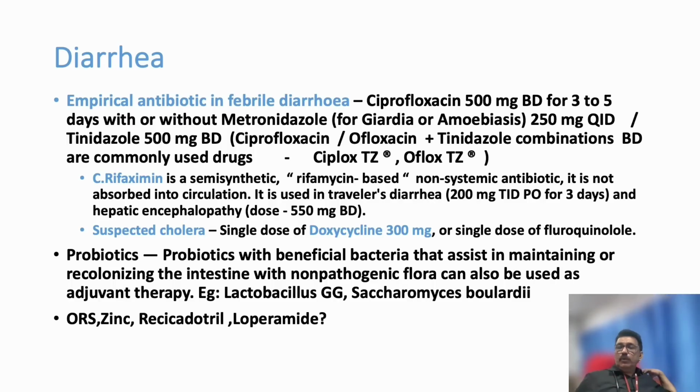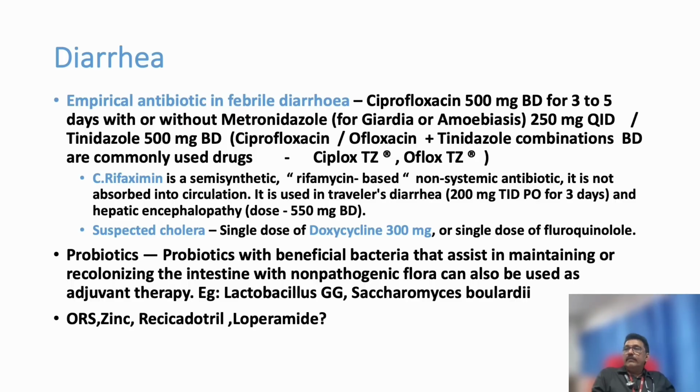Now, the second most common problem in the emergency room will be diarrhea. You know that diarrhea most of the time, like what we discussed in upper respiratory tract infection, is mainly due to viral diseases, especially in children. So they don't require any antibiotic. They have to be given some antipyretics for fever.